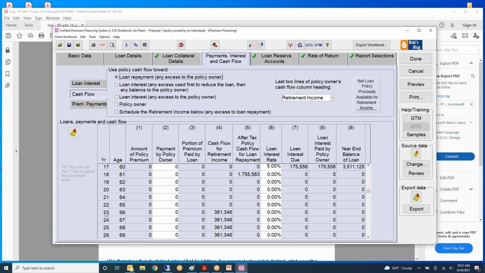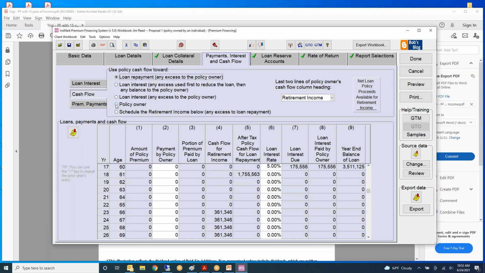And you see here in year 23 at age 66, the 361,000 cash flow from the policy is for retirement income. So these two columns are correctly input with the right numbers, okay? Because if you pick this input, cash flow for policy owner, if I pick this input, all of the money is going to be coming to this side. So this one will come to the column 4.